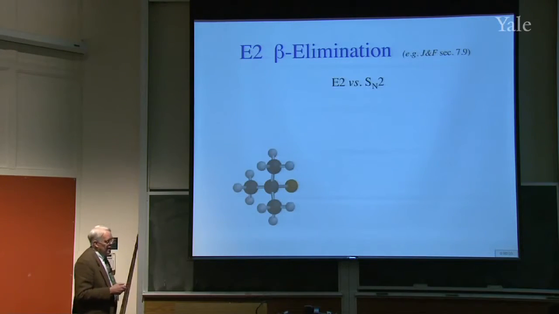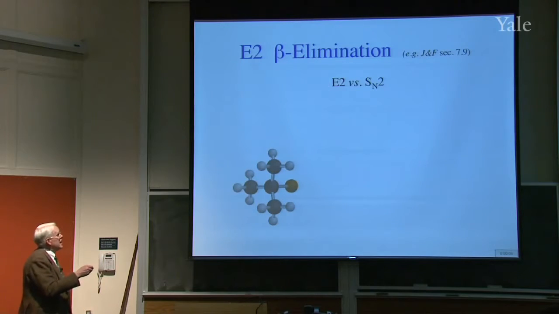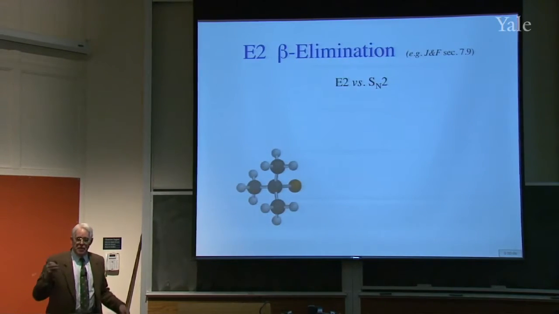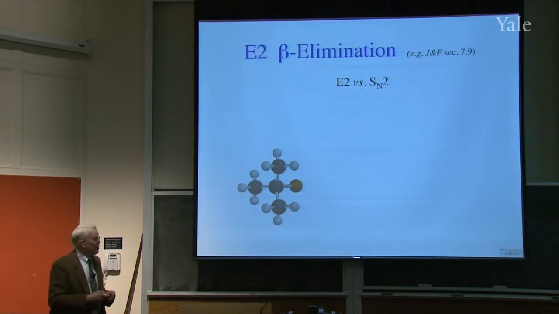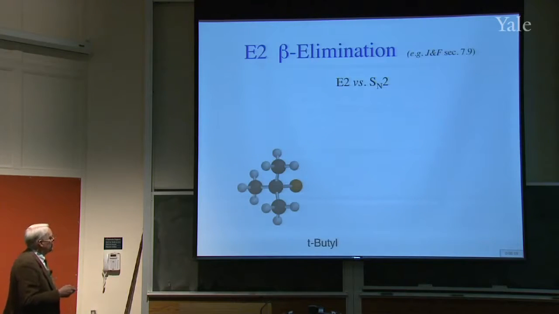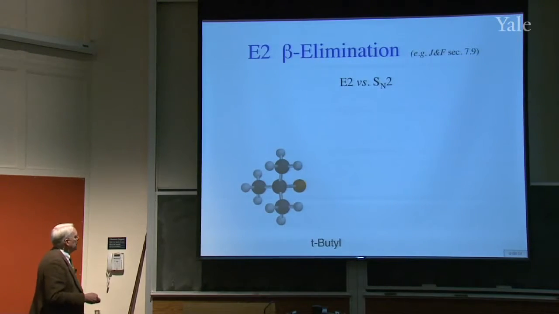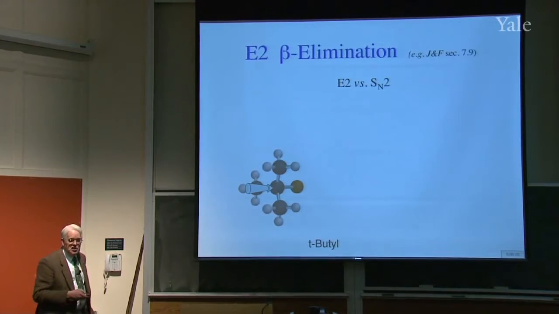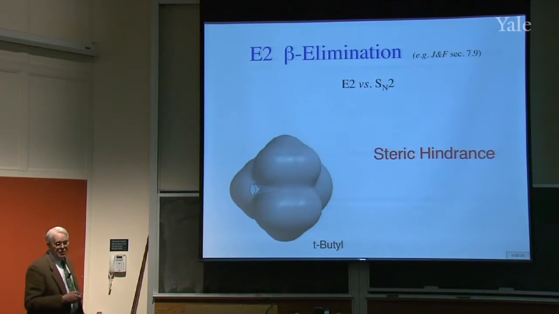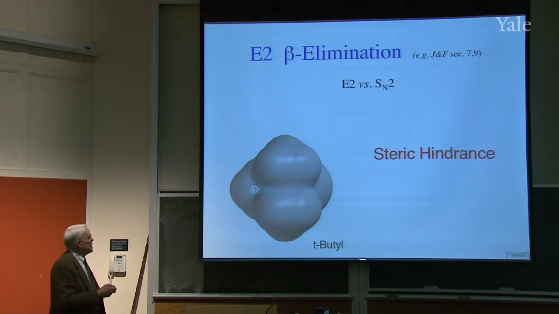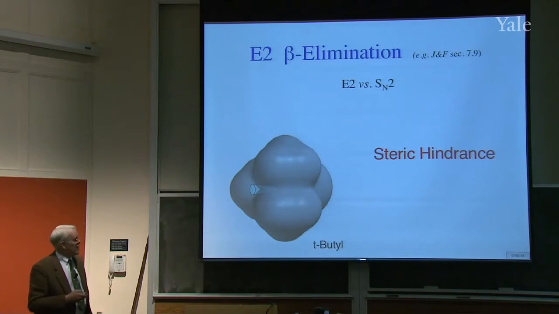Okay. Now, you can have E2 versus SN2. You can have the high HOMO come in, either attack a carbon or take a hydrogen. How well do we understand what does that? Well, suppose we take t-butyl. To do an SN2 reaction, you'd have to attack there, but we've seen this picture before, and you know that that's sterically hindered. You can't get in there. So steric hindrance tends to disfavor SN2 processes.